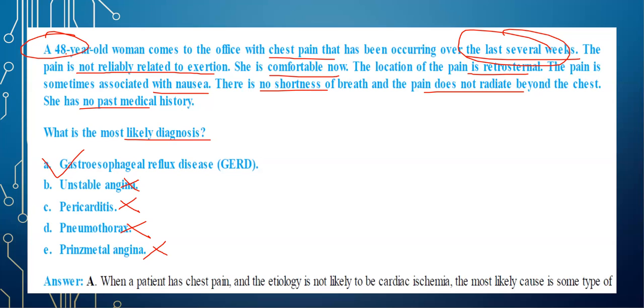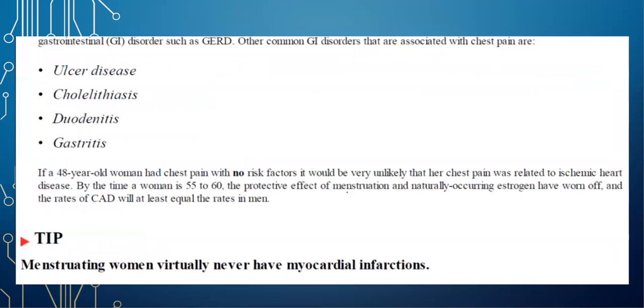Most importantly, if a patient is not menopausal, a female patient before menopause has a very low risk of having a heart attack. Okay. You can see menstruating women virtually never have myocardial infarction. But I have seen even a 40-year-old having MI. So nothing is absolutely sure, but most of the time menstruating women don't have myocardial infarction.